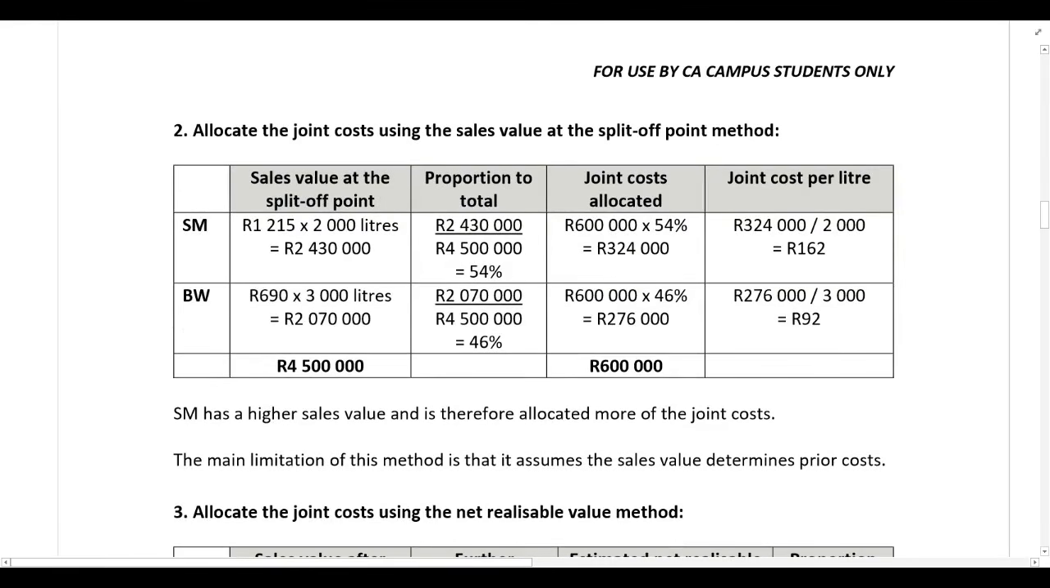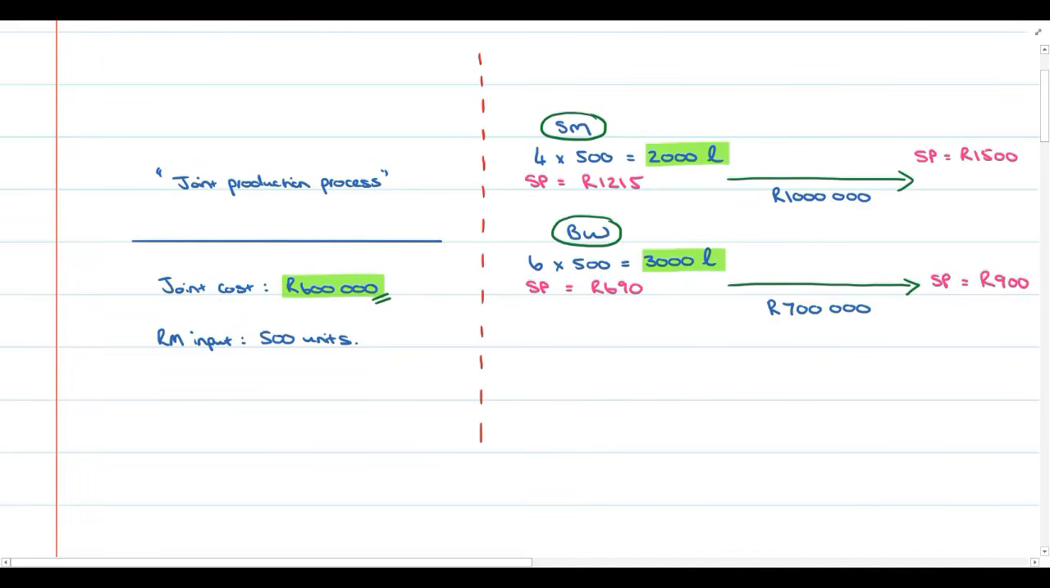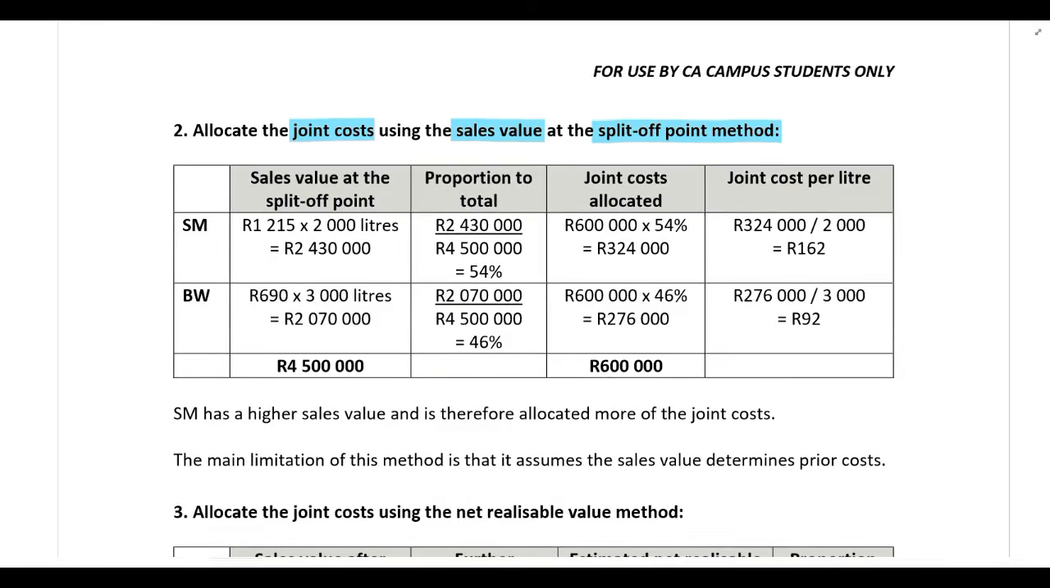So with the next method, we are going to allocate the joint costs using the sales value at the split-off point method. So if you go back to your lecture notes, if we are using the sales value at the split-off point method, joint costs are allocated in proportion to the sales value of production at the split-off point. All right. So all we need to do is calculate the sales value at the split-off point. So take the selling price per litre and multiply by the number of litres for each product. And then using that, we'll allocate our joint costs.